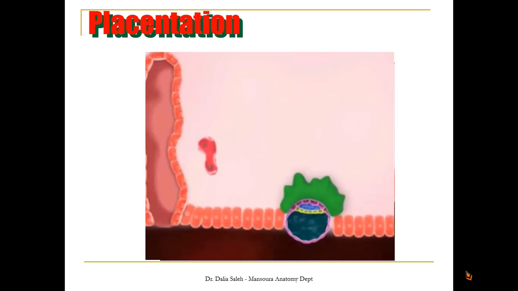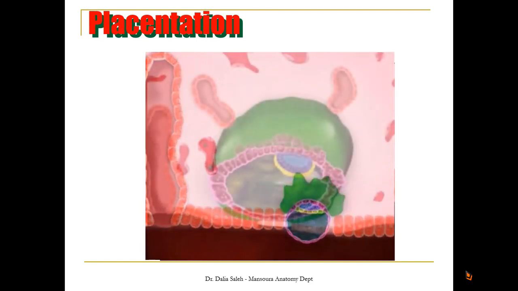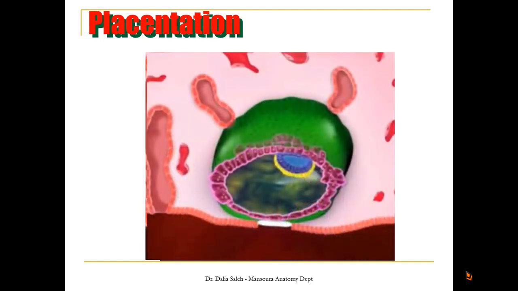At the same time, you can see that the inner cell mass now differentiates into bilaminar germ layer. Here you can also see the blood vessels of the endometrium and also the endometrial glands. Then the blastocyst migrates deeper into the endometrium, and the entry site is covered by what is called fibrin plug. Also, you can see that the syncytial trophoblast comes into contact with the endometrial blood vessels and also with the endometrial glands, and they will erode these structures.